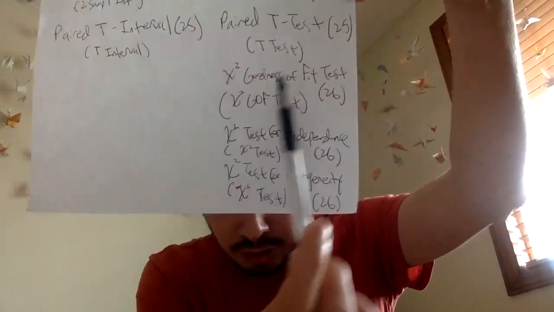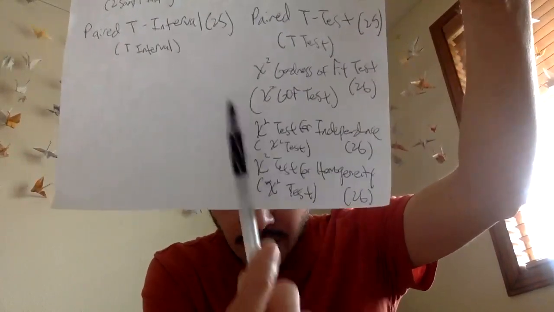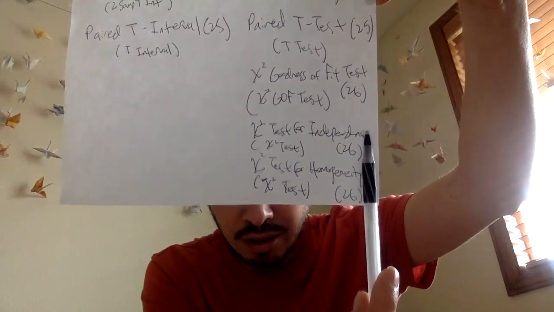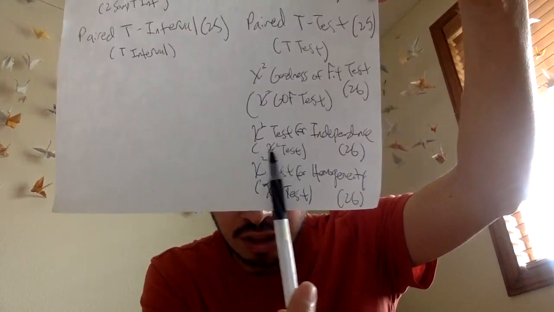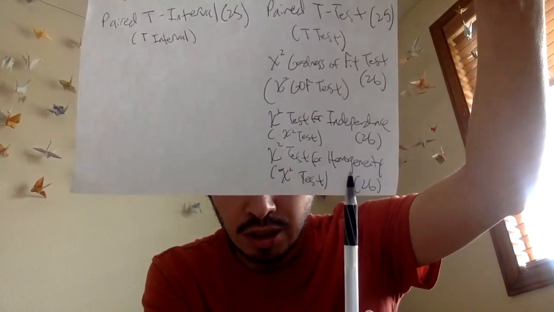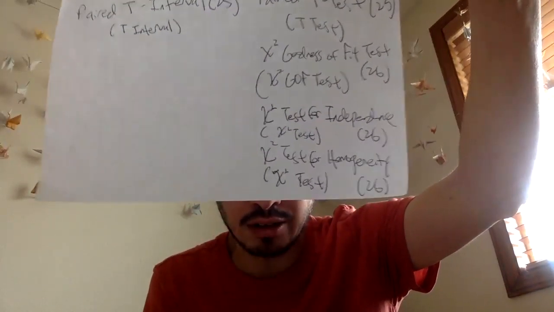So this was my first video, chi-square goodness of fit test. We did that already. Go watch that video if you haven't yet. And then this video, we're doing the chi-square test for independence, also from chapter 26, chi-square test in the calculator, and the chi-square test for homogeneity, the last thing from chapter 26, also chi-square test on your calculator.